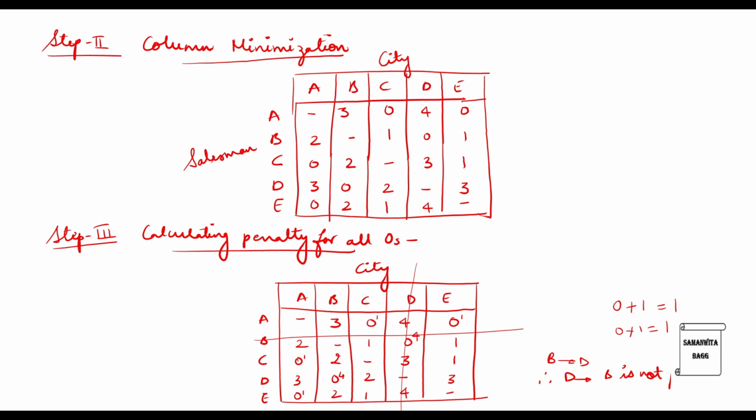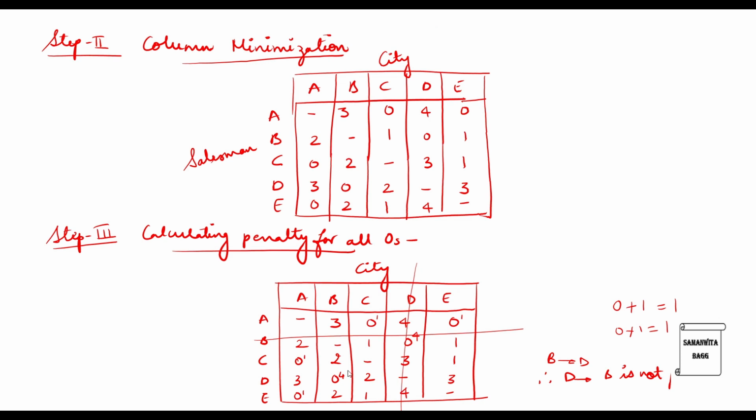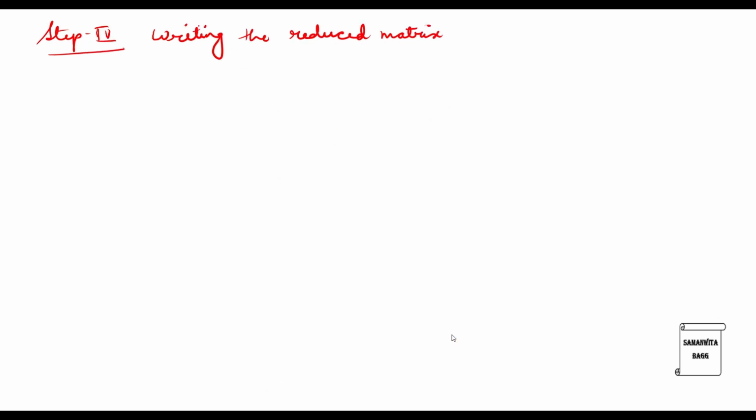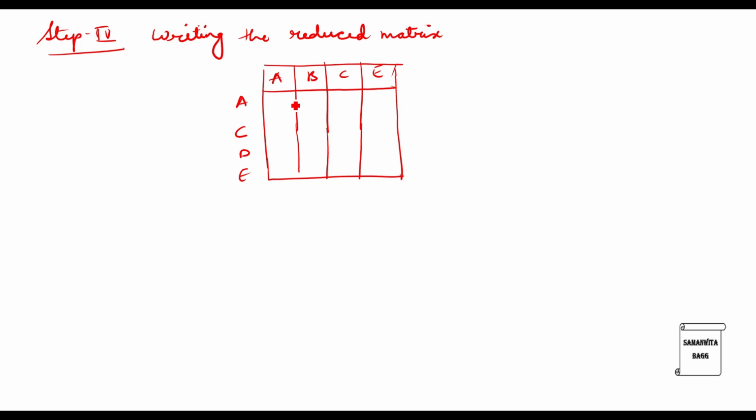So let's write down the reduced matrix that we have. So my step 4 is writing the reduced matrix, which means I will cancel out the D column and the B row and I'll copy the rest of the values. Don't write these penalty values that you have calculated, just write down the numbers that you have. So here what I'll have is A, B, C and E, and here I'll have A, C, D and E. Let's write down the values.